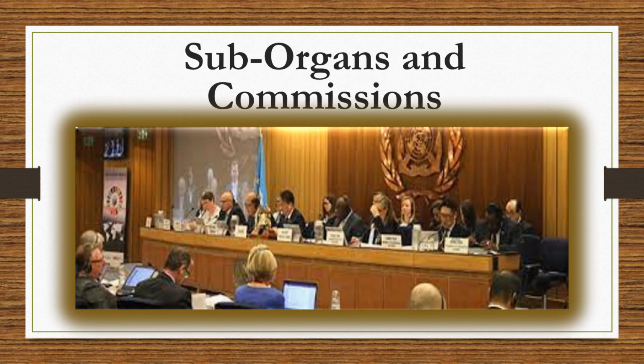Next are sub-organs and commissions. The General Assembly under Article 22 and the Security Council under Article 29 are given the power to establish such sub-organs as they deem necessary. The Economic and Social Council is given the power to establish commissions, such as the Commission on Human Rights, that the Council may consider necessary for the performance of its functions under Article 68.